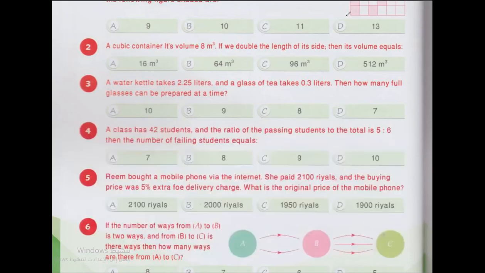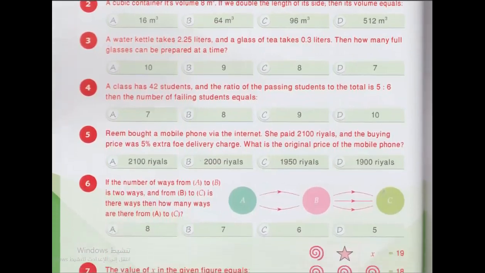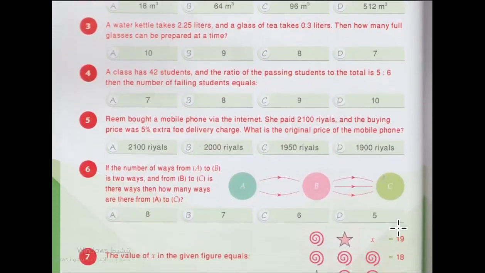A class has 42 students and the ratio of the passing students to the total is 5/6. Then the number of failing students equals. So what you do is you do 42 students divided by 5/6.